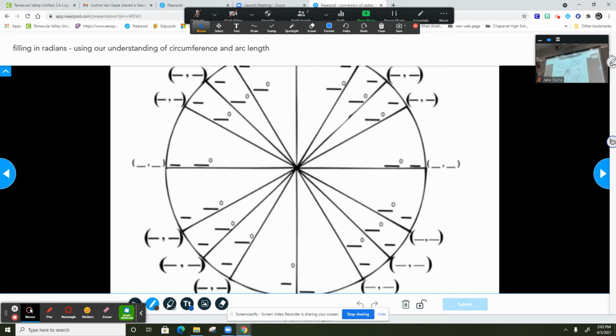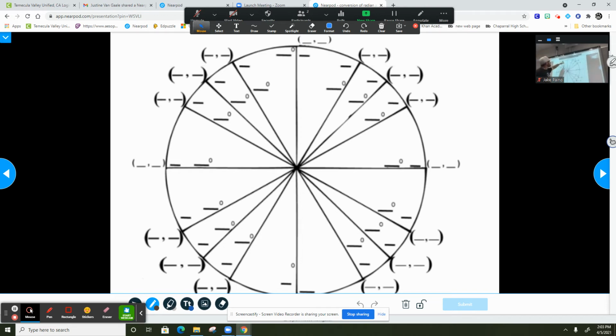All right, so filling in radians. Okay, so we filled this in quite a bit here. So let's just talk about some of the things that we do know. Okay, 0 degrees. Okay, if we just fill in all the degrees really fast again.